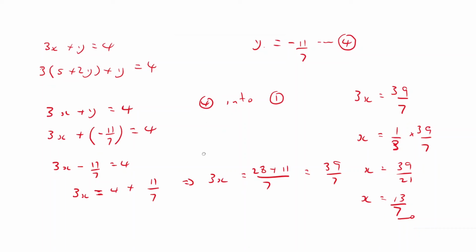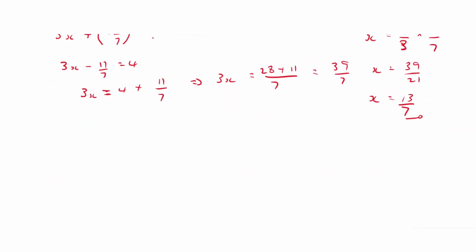So let's just check. I already know what y is, I already know what x is. Let me use a different pen. Remember, equation 1 is 3x plus y is equal to 4. Let me substitute x and y and see if I get 4. If I get 4, it means the values I have for x and y are correct. So I'm going to have 3, where I see x, I'm going to put 13 over 7, minus 11 over 7.